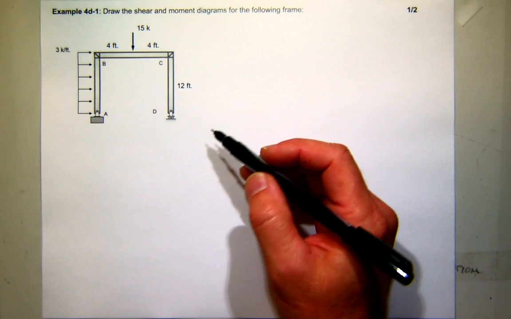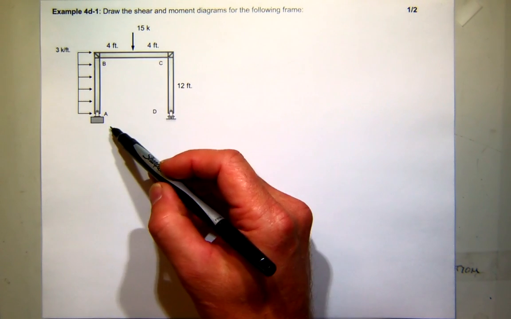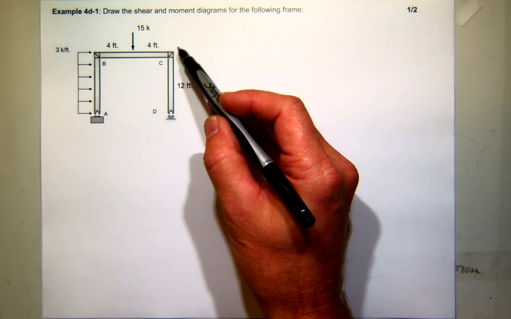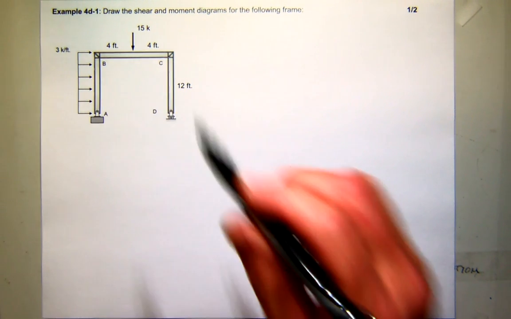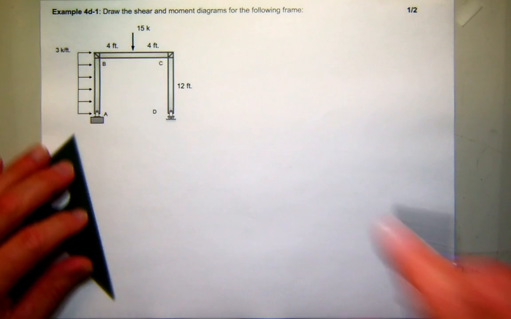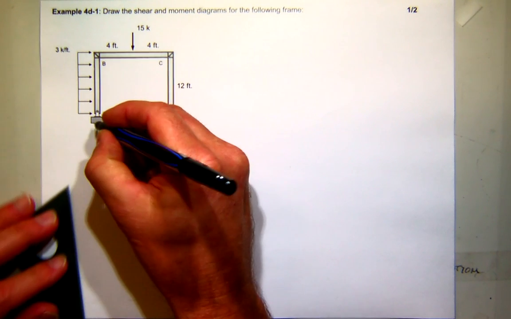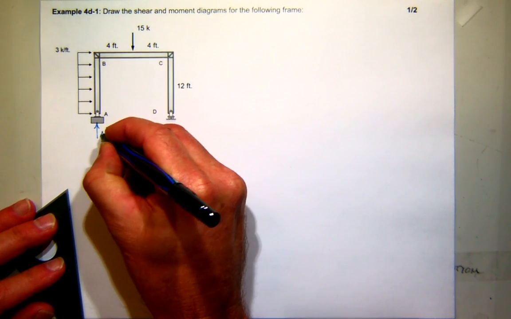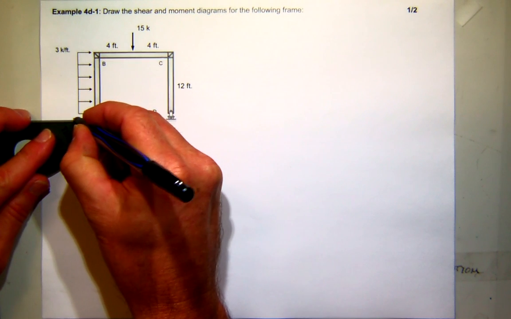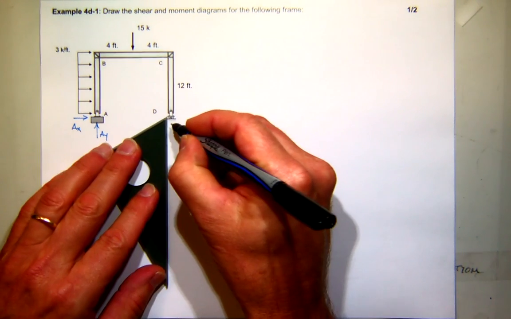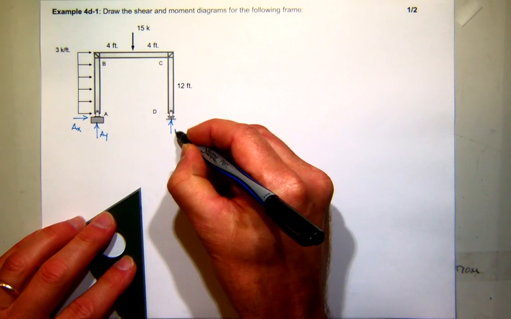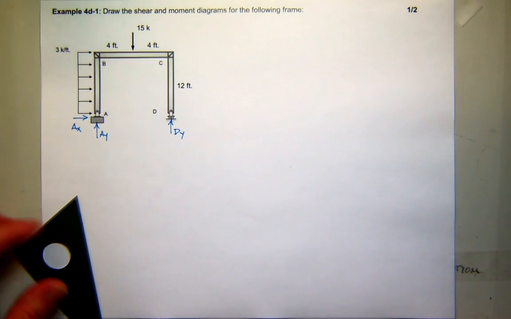So first thing we need to do is find all of our reactions, and then we want to use method of sections and find out what's happening here at B and C. So that's going to take us a little time to do, so let's get started. So at A, I'll assume AY and AX. And over here at D, I'll do DY.